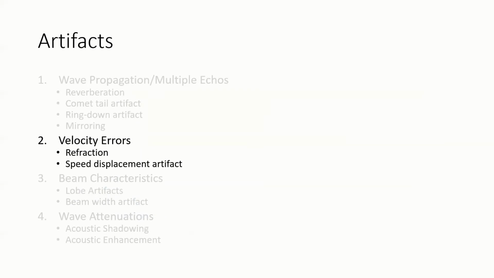So then I'm going to the next artifact, which is related to velocity errors. Those include refraction and also speed displacement artifact.